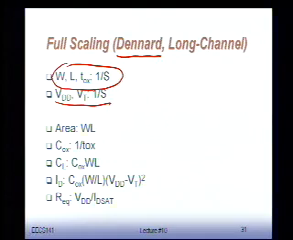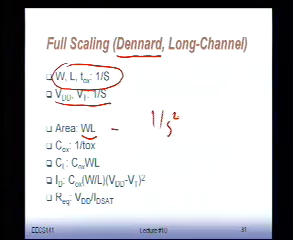Okay? Then we can easily compute all our derivative parameters. Like, for instance, area. Area of a transistor is W times L. So we can see that if I scale W and L with a factor 1 over S, area will go down as 1 over S squared. That's my quadratic factor.